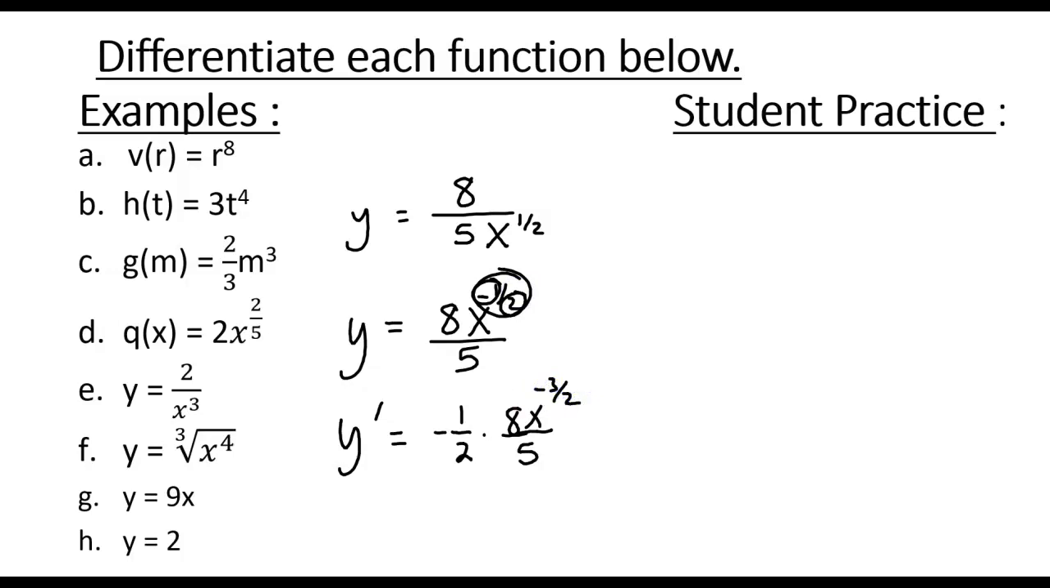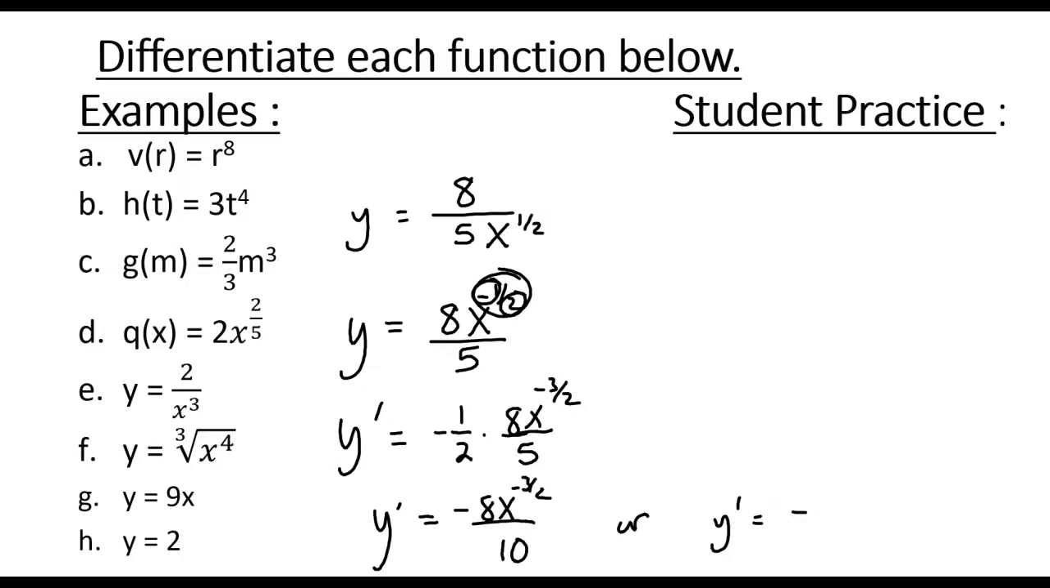Now I'm going to simplify my fraction. That's going to be negative 8x to the negative 3/2 over 10. Okay, so that's one answer in simplified form. But what's the other answer? See if you could write the other answer down. The other answer would be negative 8.